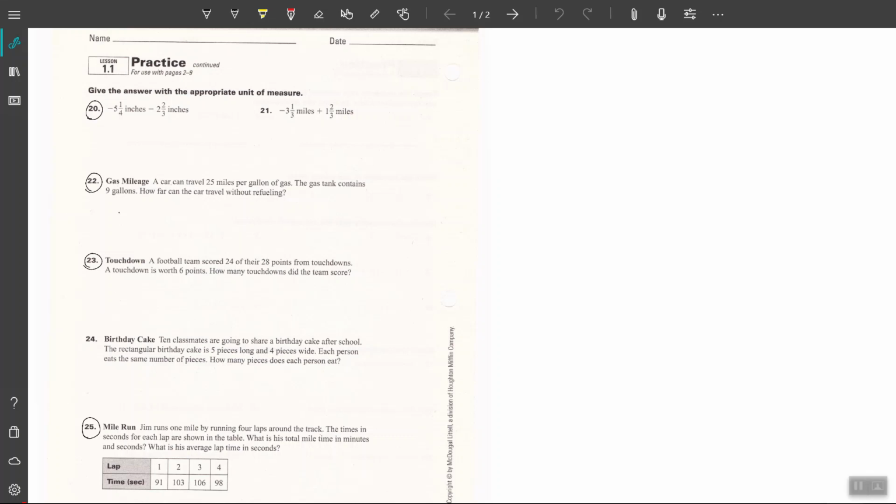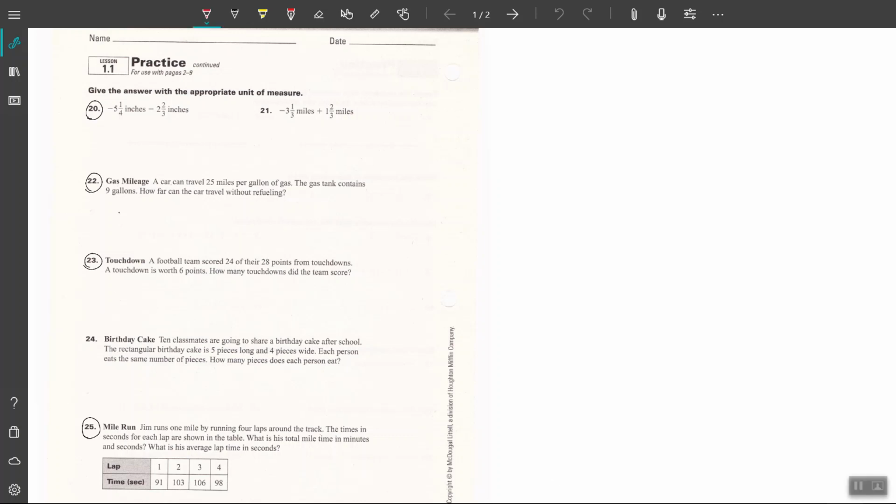Hey guys, today we're going to look at some of these word problems that go along with the content from lesson 1.1. We're going to start with number 20. I just want to do a brief review of fractions. Everybody kind of needs to review that now and then, and so this is a good time to do it at the beginning of the year. We don't have a lot of time to spend on it, but I do want to at least touch on it.